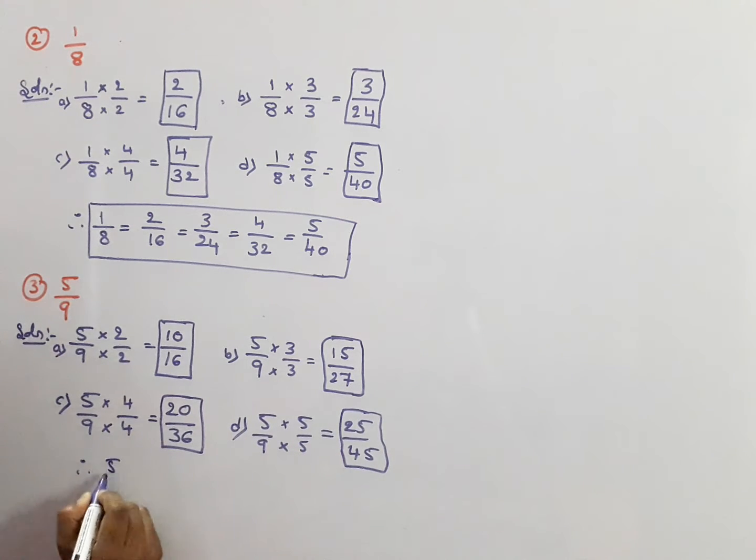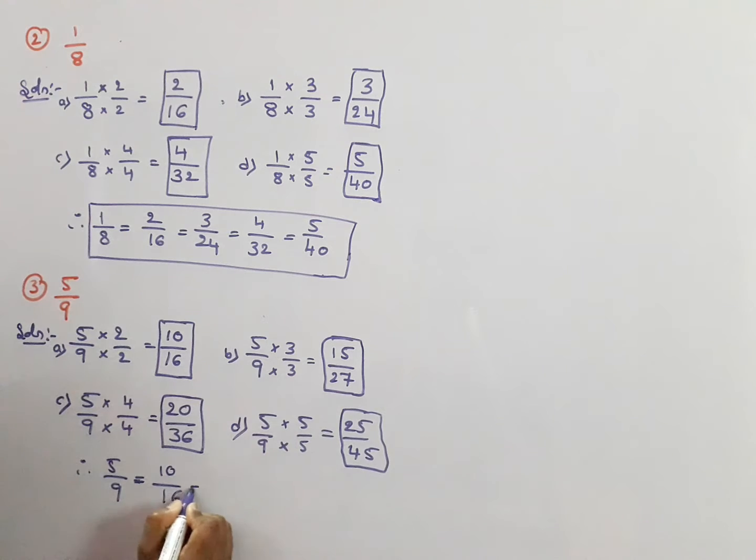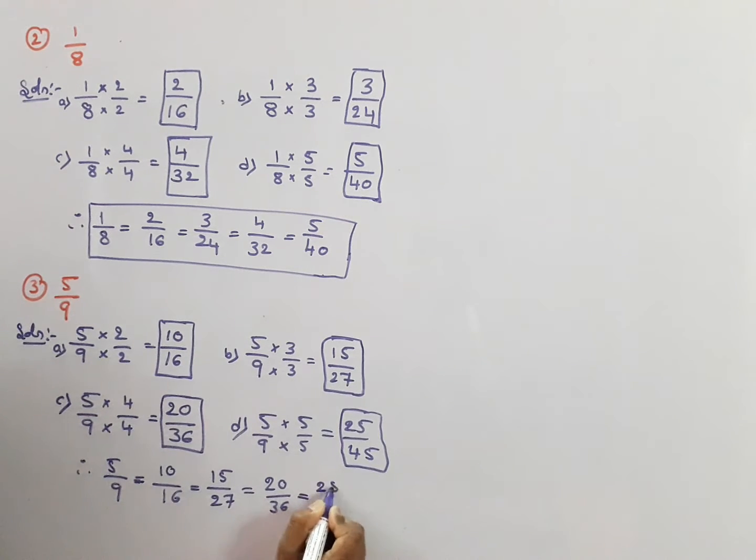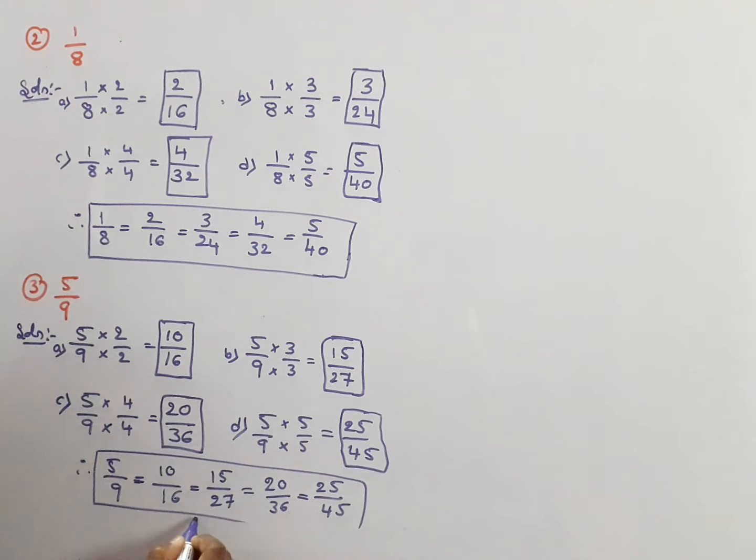So at the end, the equivalent fractions of 5 by 9 are 10 by 18, 15 by 27, 20 by 36, and 25 by 45. This is the answer.